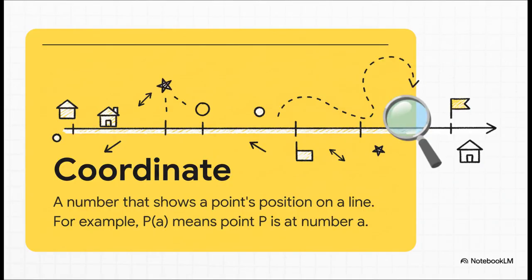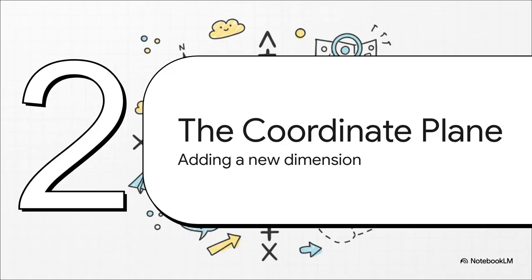Okay, time for our first new word, and it's an important one. The word is coordinate. And honestly, a coordinate is just a fancy word for an address. It tells you the exact position of a point on our number line. So for example, if I write P with a 3 in parentheses, like this, it just means that point P is located at the number 3. That's its address on this one-dimensional street. Simple as that. Awesome. You've totally got the number line down.